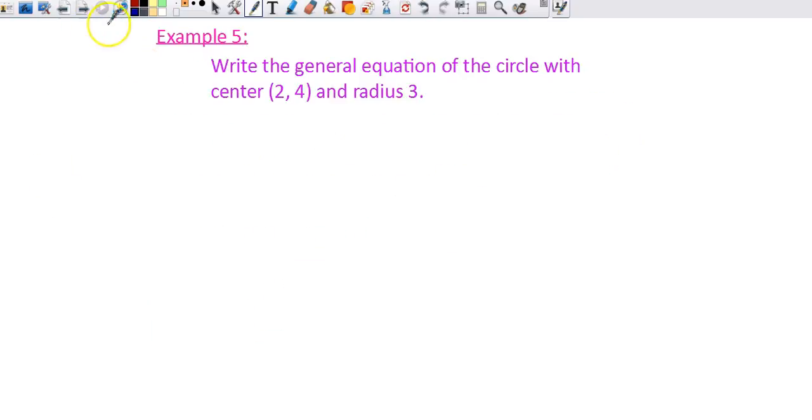All right, example number 5. This is a long lesson, so thanks for sticking with me. You really need to understand these examples. So in this case, we want to get the general equation, but we don't have anything to work with. So we're going to start with the center and the radius. And what we're going to do is write standard form first.